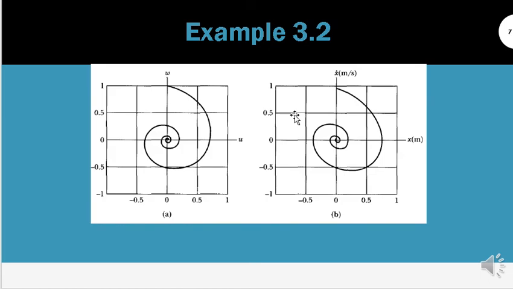So as you can see here, they are both spiral logarithmic in situations, which suggests that in the underdamped situation, the system will just go into oscillation, and eventually it will go to zero. Okay? So that is our situation actually in example 3.2.